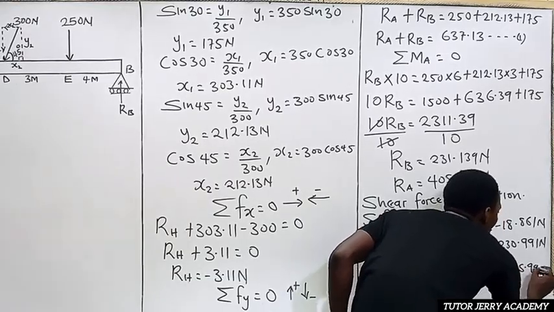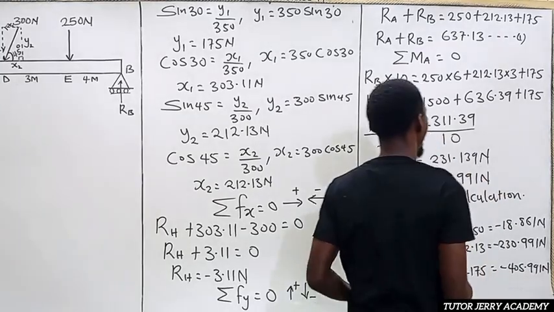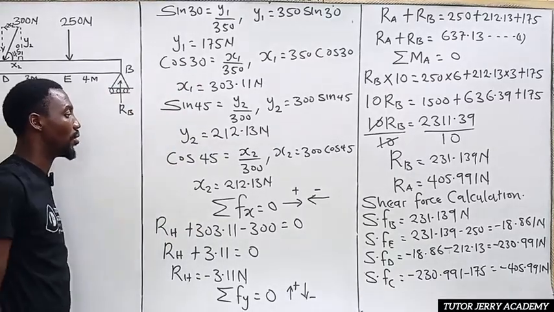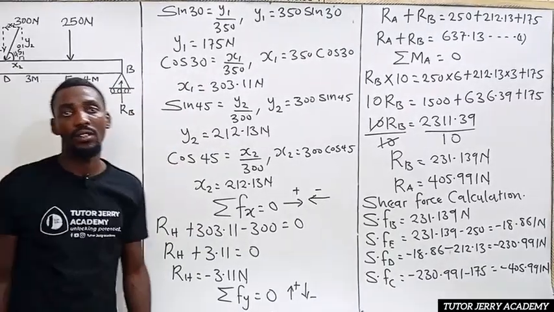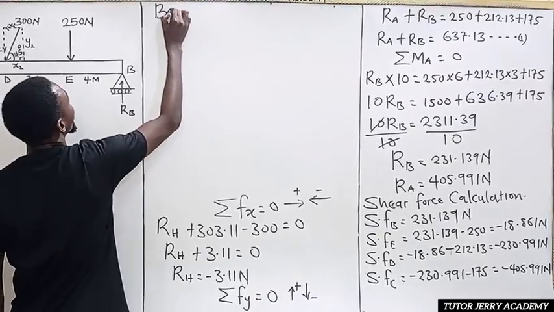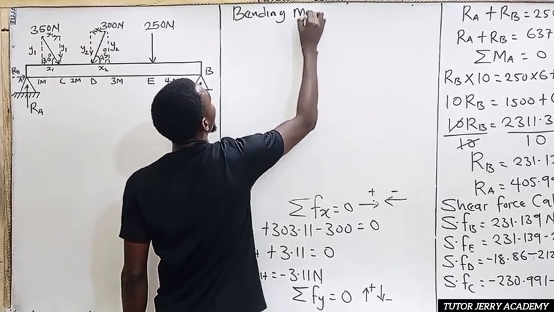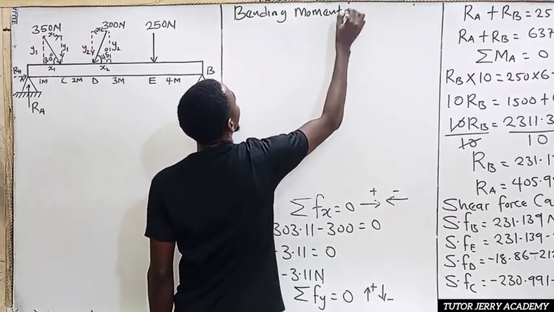405.99 Newton. All right. So we are done with our shear force calculation. So I'm going to clean this part for our bending moment calculation.